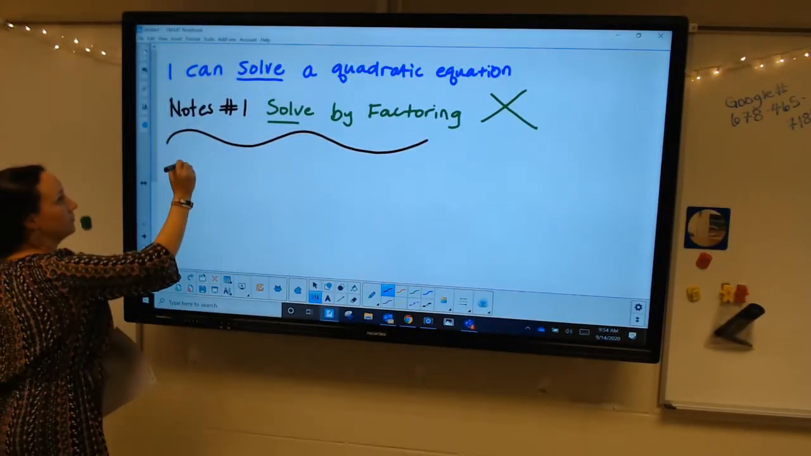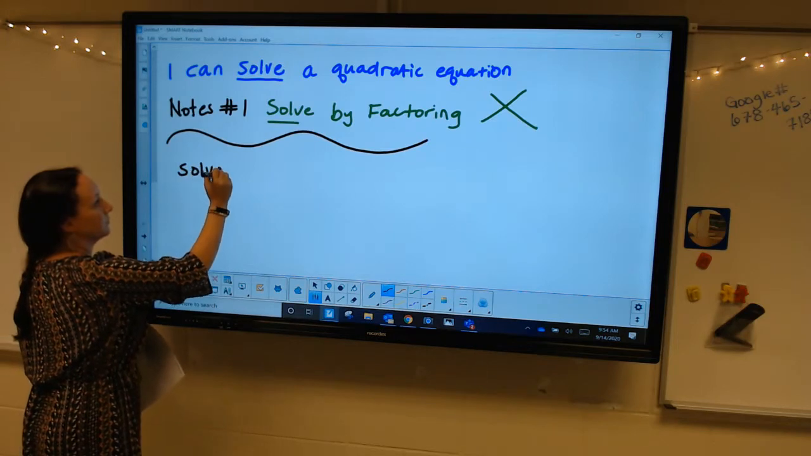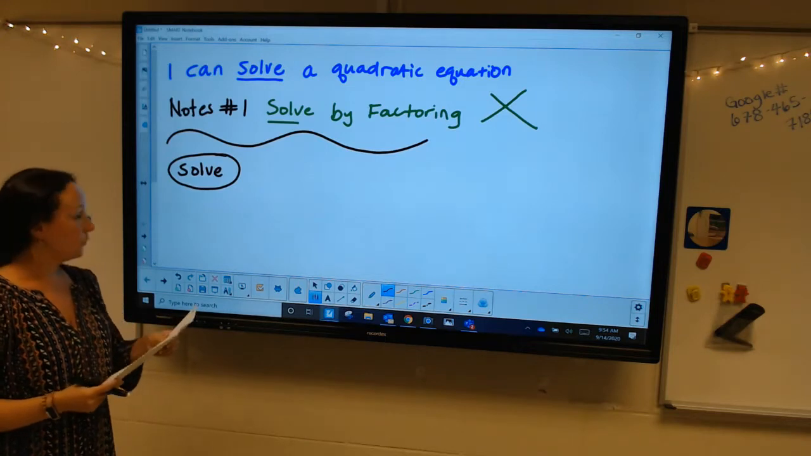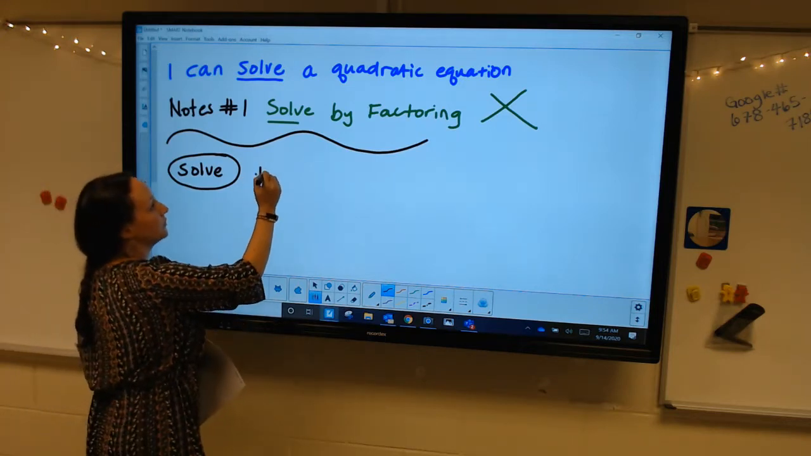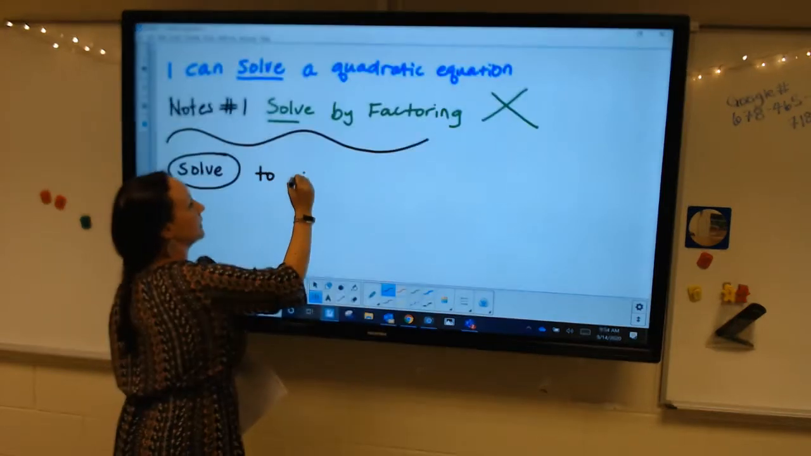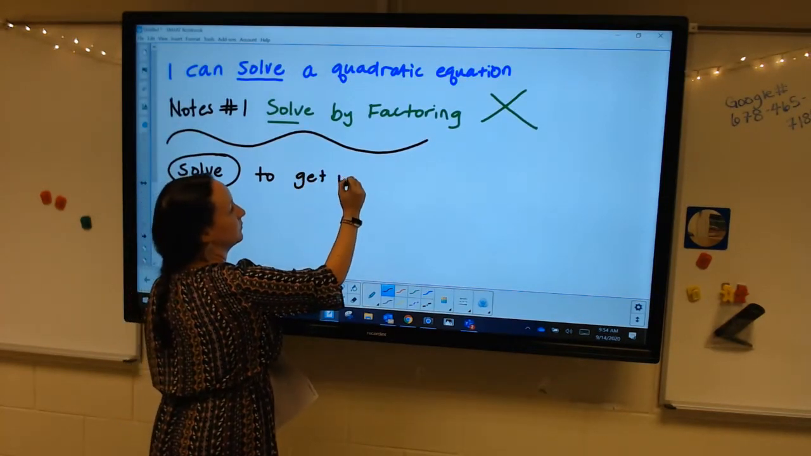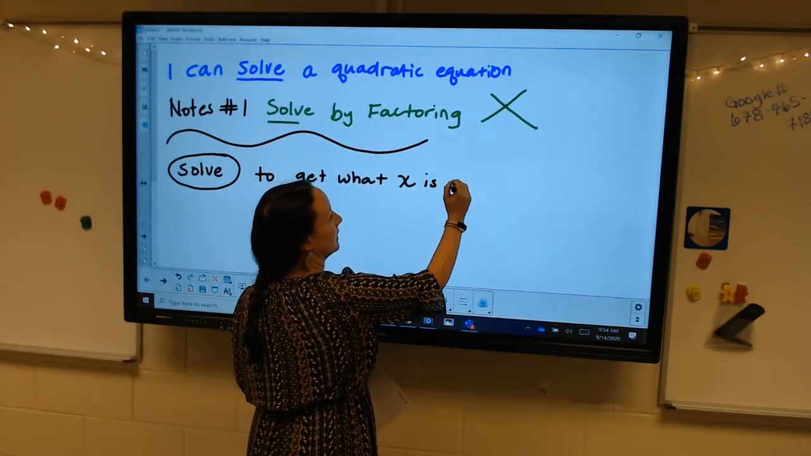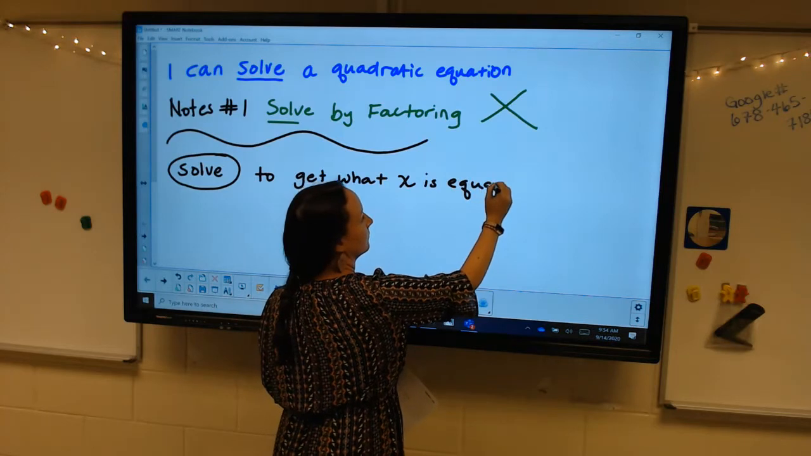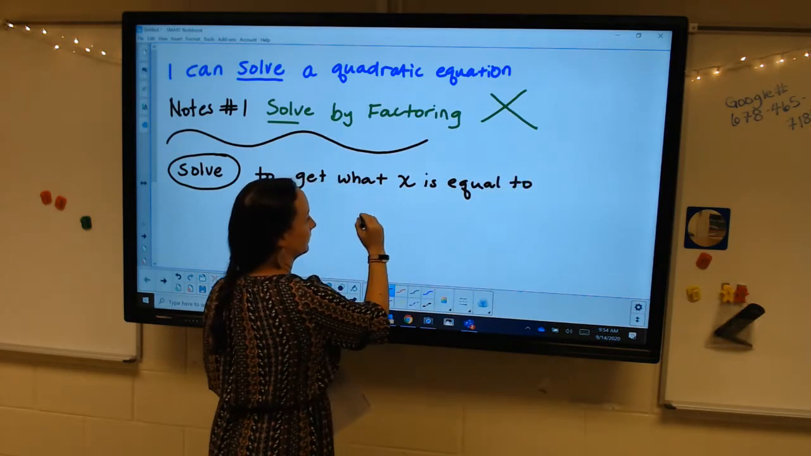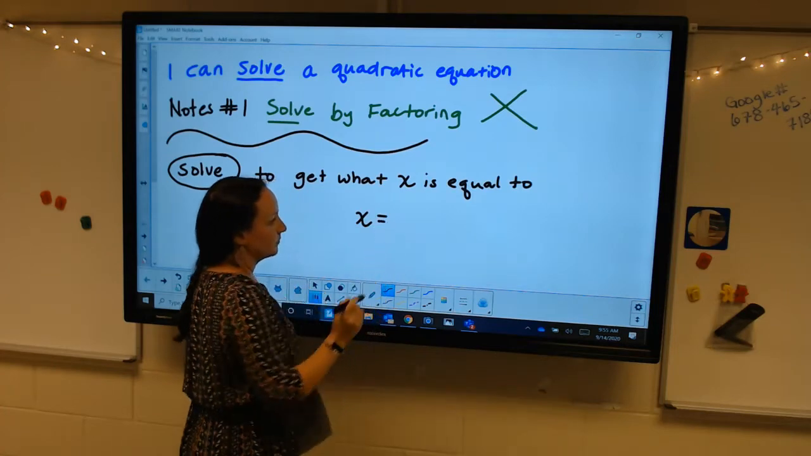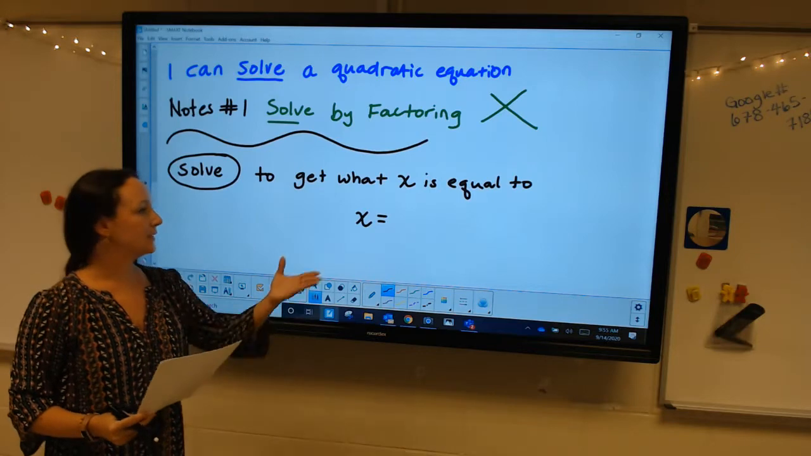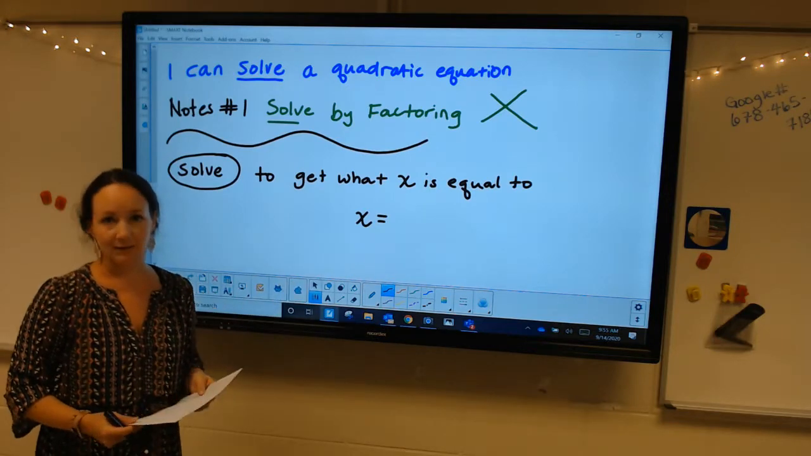Okay, so solve. In the directions or in the notes, it says you want to solve. So we're trying to get to what X is equal to. So we will be taking everything one step further today in the lesson to get X by itself to see what X is equal to.